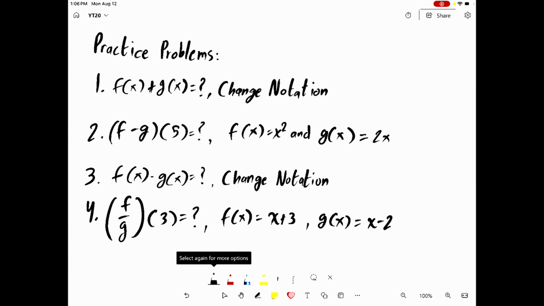For today, we have 4 practice problems. Number 1, f of x plus g of x is what? Where we want to change the notation. Number 2, f minus g of 5 is what? Where f of x is equal to x squared and g of x is equal to 2x. Number 3 is f of x times g of x, this is not minus by the way, this is times, g of x, is what? And we need to change notation. And number 4 is f divided by g, all of 3, is equal to what? Where f of x is equal to x plus 3 and g of x is equal to x minus 2.